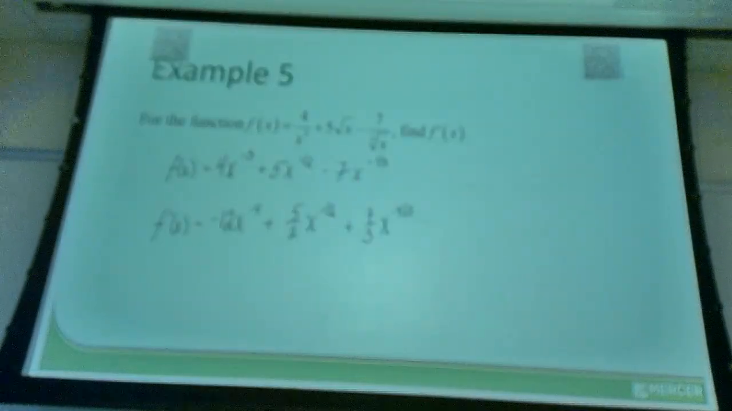Now, remember I said about the general rule earlier? That's not the same form as what you were given. No negative exponents and no fractional exponents. There's your derivative.